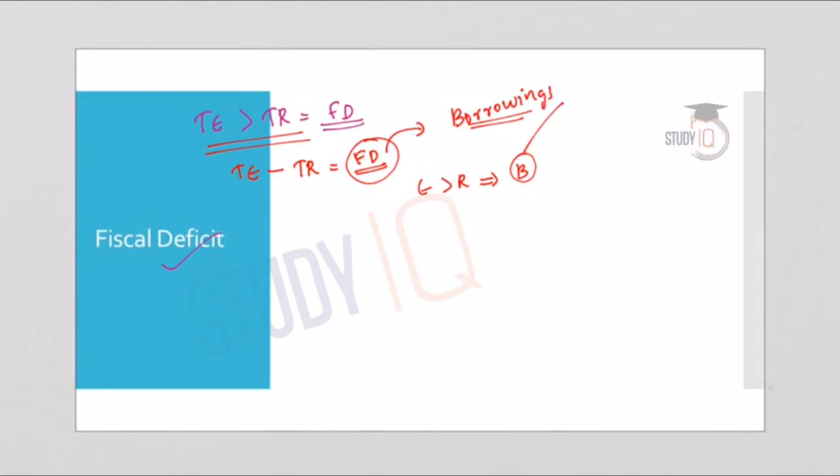So government can borrow it either from the public or from the RBI or from the foreign sources or foreign countries or from multilateral institutions. So these are the options that is available with the government. So according to the finance minister, the fiscal deficit will remain around 3.4% of the GDP. But actually what was the target? 3%.